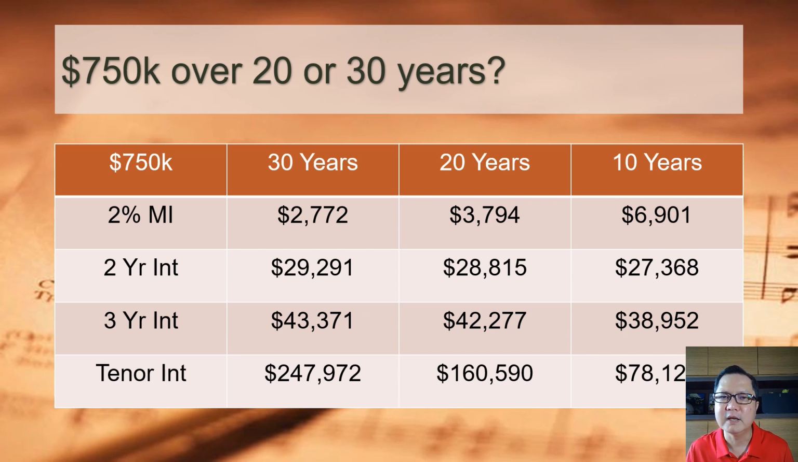Now, if we look at these numbers, it seems like a no-brainer that you should choose a 10-year loan tenure, for as short as possible, because you only pay $78,121. However, it means that your monthly loan installment will be $6,901, and that may not be practical for most people. So it's a balance of your cash flow on a monthly basis, how much you can afford, versus how much total interest you would like to pay over the loan tenure.